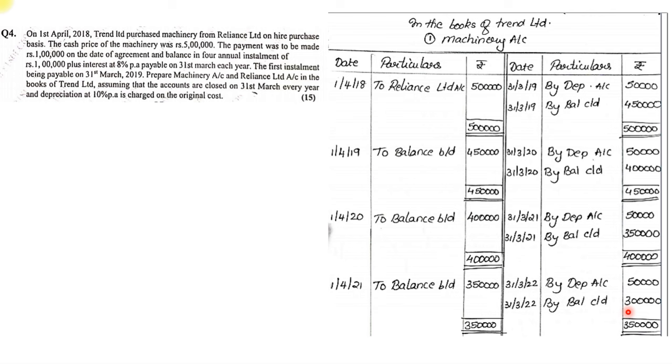Okay, so this is how you had to prepare the machinery account. Now remember, in hire purchase, the first year's account is the only important one. After that, it's just copy paste throughout the sum. Okay, so this was the machinery account.